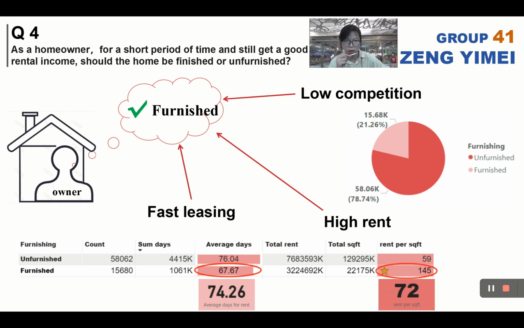And in the table, we can show that the average rental days is 17.4, but the furnished house average rental days is just 16.8. Meanwhile, the furnished rent price is higher than the average rent price per square. So, focusing on these 3 factors, the house owner choosing to rent the house furnished is better.